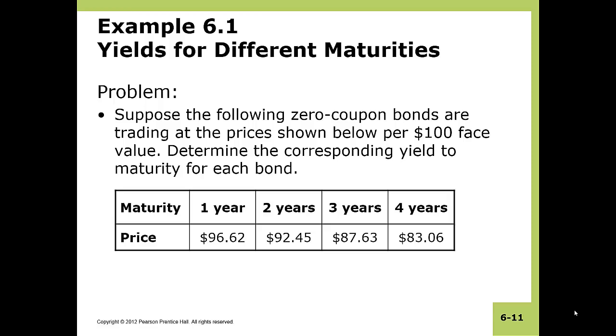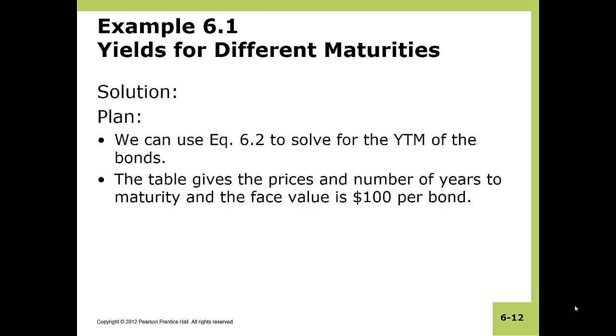Present value is this $87.63. Payments are always 0 for a zero coupon bond. And then future value is $100 because that's the face value. Payments per year are 1. So you can do that with any of these, and you can figure out what the corresponding yield to maturity is for each of these.